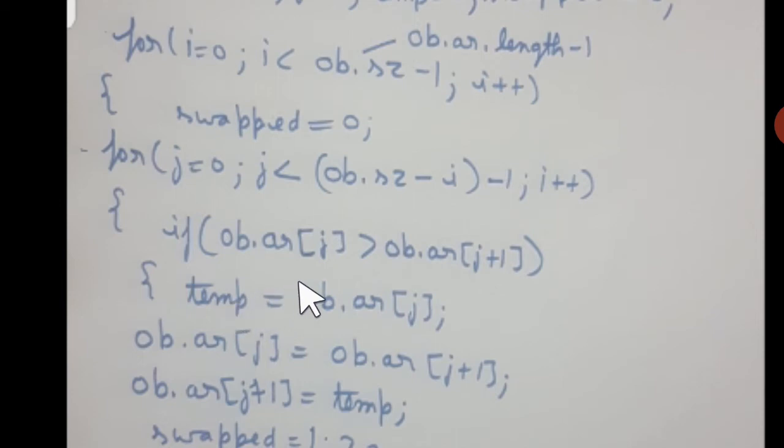Okay, and then the swapping. Here just see the changes. Here I have written ob.sz minus i minus 1. And here what is the change? ob.ar[j] greater than ob.ar[j plus 1]. This is very important because the object name has to be written. Now for performing the swapping, ob.ar[j] has to be written, and that data will be stored in temp. Then ob.ar[j] equal to ob.ar[j plus 1], so that will be stored here. Now j plus 1's data will be stored in j. Now ob.ar[j plus 1] equal to temp. Alright, the swapping is done.